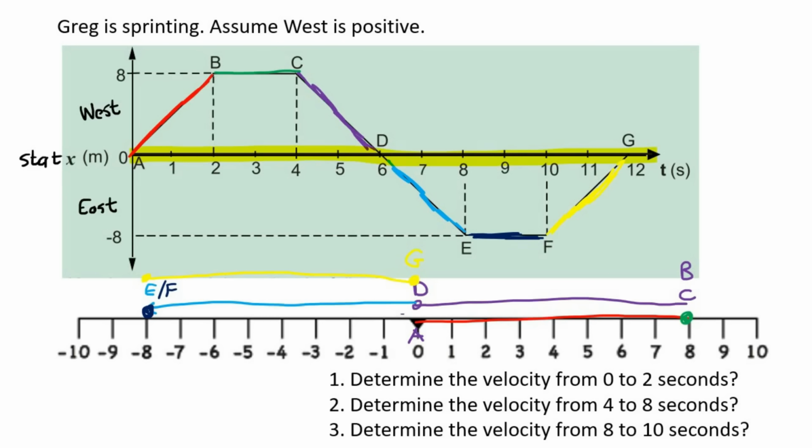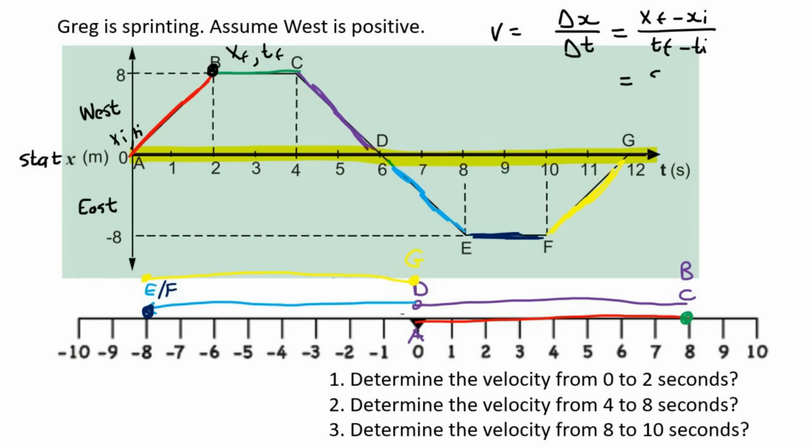And so now we're going to do some questions on that. Number 1 says, determine the velocity from 0 to 2. We know that velocity is change in displacement over change in time. So that's going to be final displacement minus initial displacement, over final time minus initial time. It's between 0 and 2 seconds, so it's this area here. B will be where we get our final displacement and final time, and then initial displacement and also initial time.